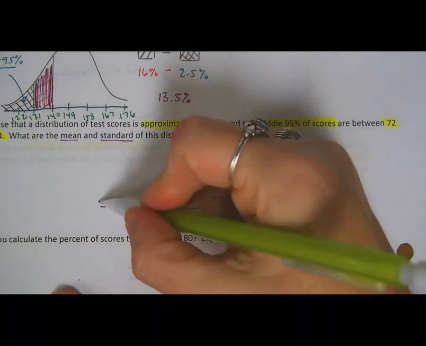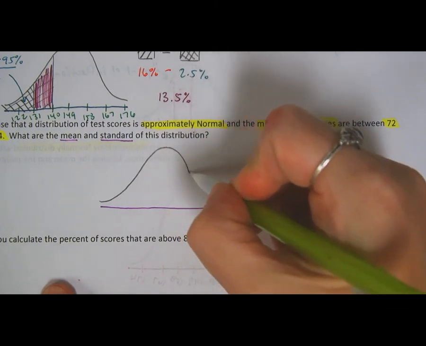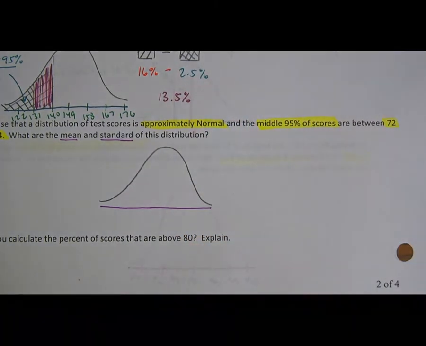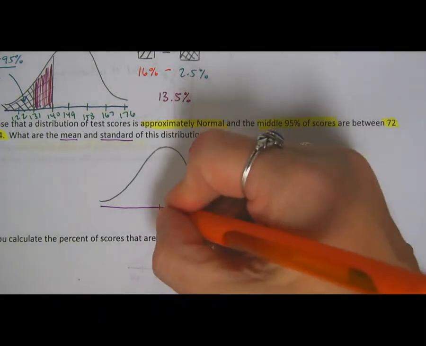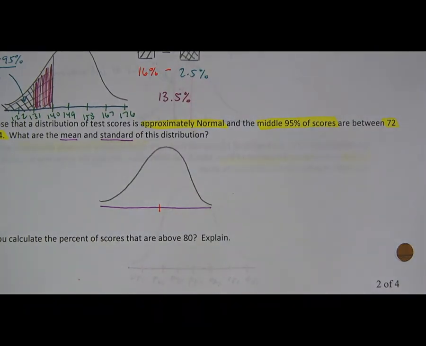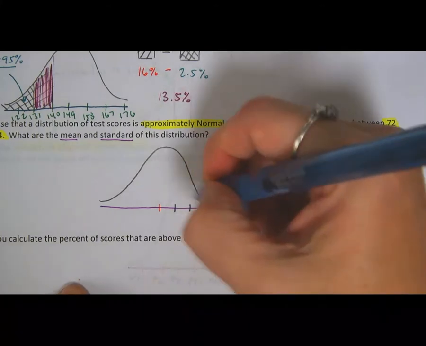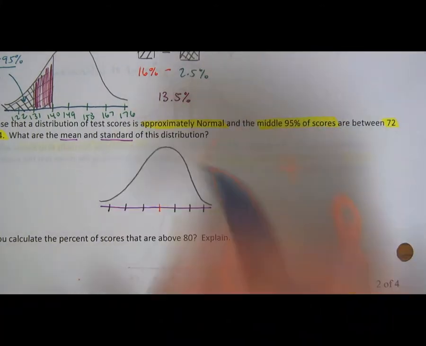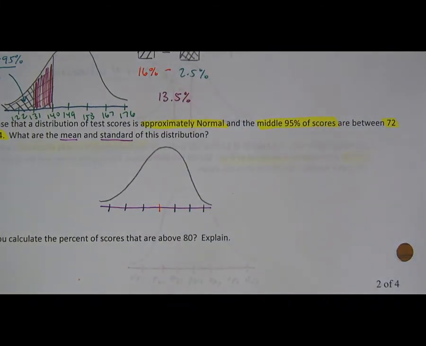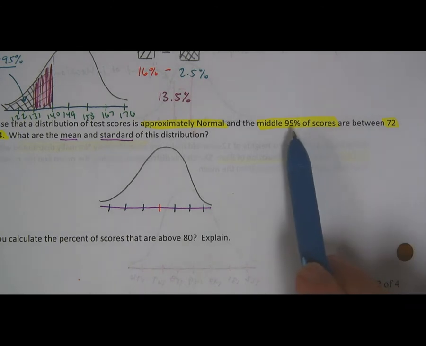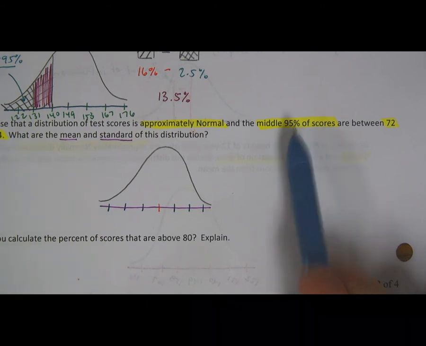It says approximately normal. And typically we would just jump right in there and we put the mean. Well, we don't know that. And we would label 1, 2, and 3 standard deviations above and below the mean, but we don't know the standard deviation. So it feels like we're stuck until we read further. The middle 95% of scores are between 72 and 84.